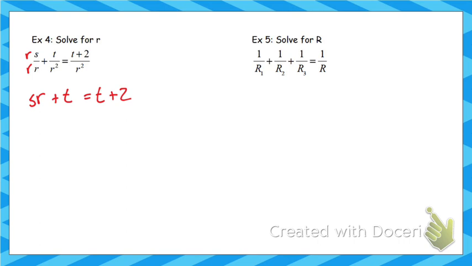I'm solving for r, so I'm going to get the r term by itself, so I'm going to subtract t. Well, t minus t is going to go away, and then I'll just divide by what's with it, and I end up with 2 over s.